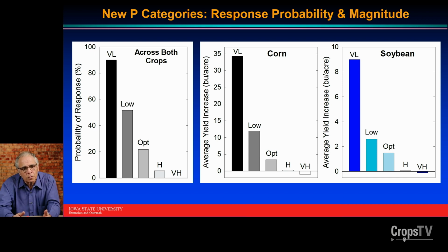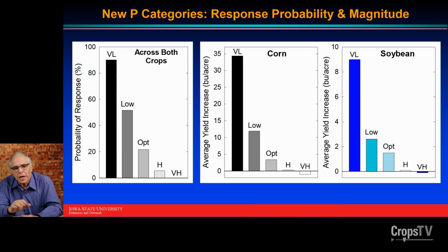That's what we want. We always wanted the probability of response in the optimum, for which we recommend removal-based application. The probability of response is less than about 20% or 25%, and of a low response, okay? And then the high and the very high, we want to have a very low probability of response. So this is what this new soil test interpretation does according to our information, our database.